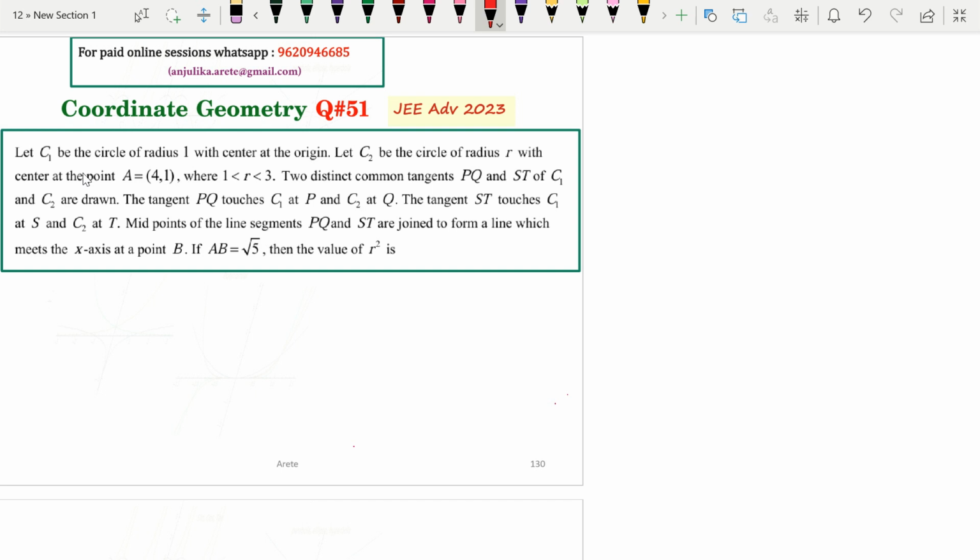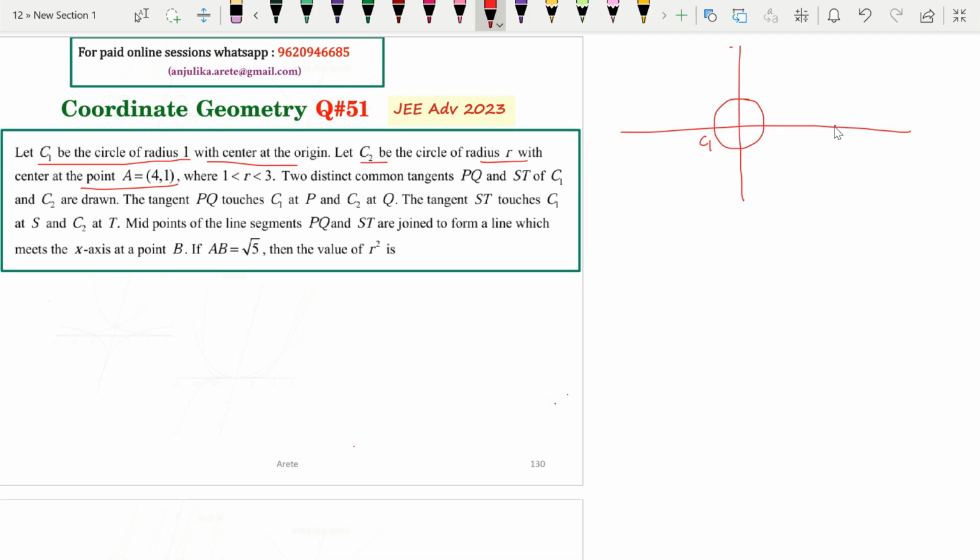Question looks interesting. Let's have a look. C1 is a circle of radius 1 with center at origin. Let's keep drawing as and when we read it. So you have a circle of radius 1 with center origin. They're calling it C1. And C2 is another circle of radius r. Center is at 4 comma 1.